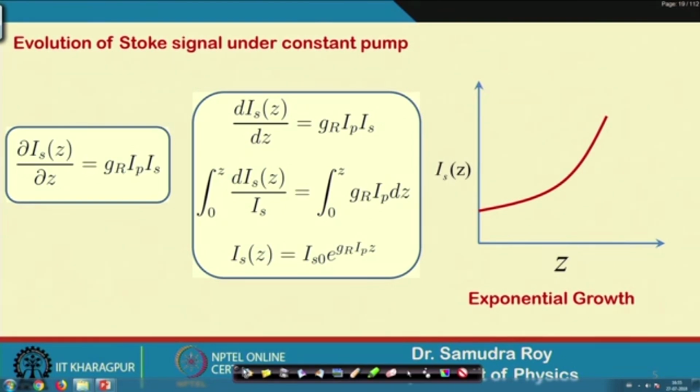If we have the equation and we put the condition that I p is equal to constant, then you can readily say that there will be some exponential growth of the signal, or in this case the Stokes wave.